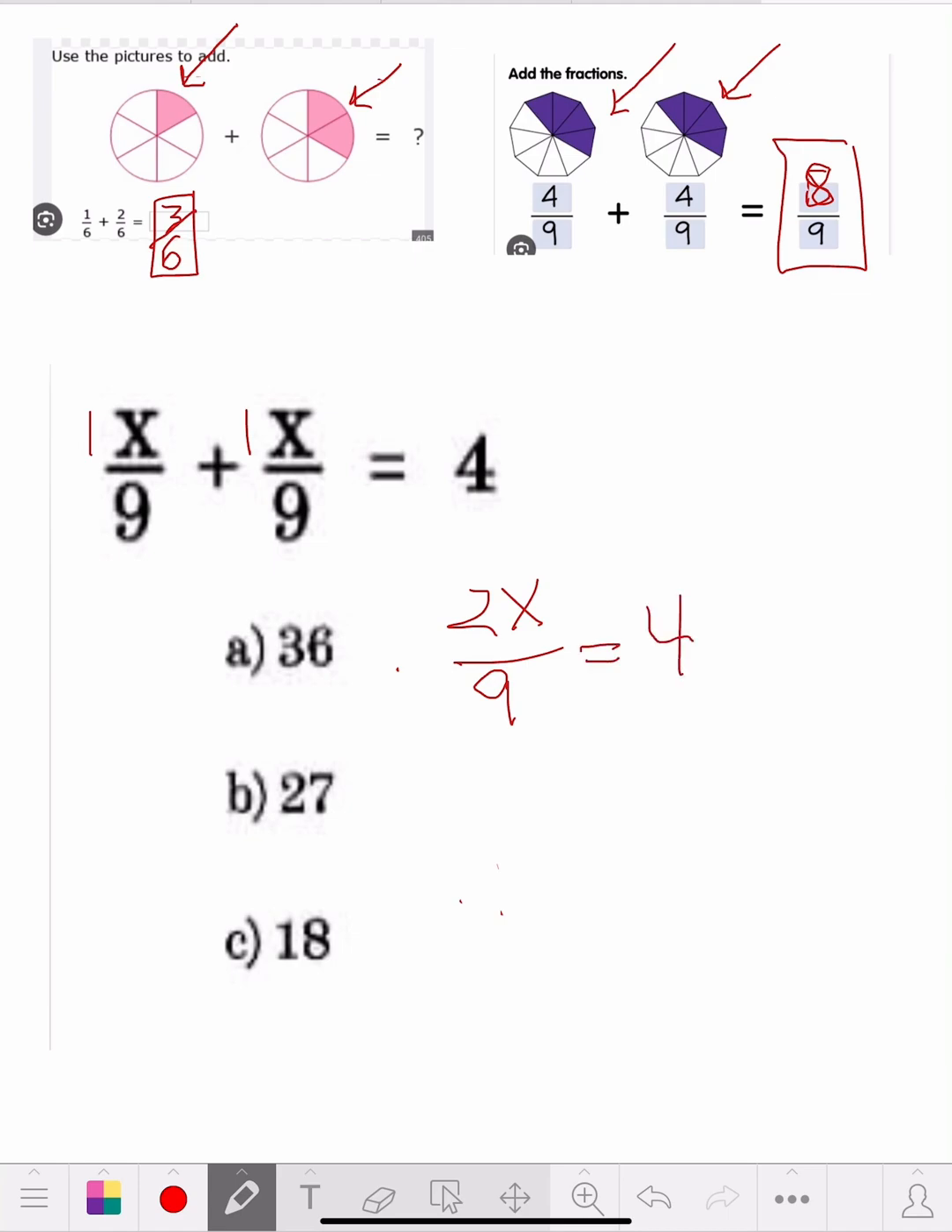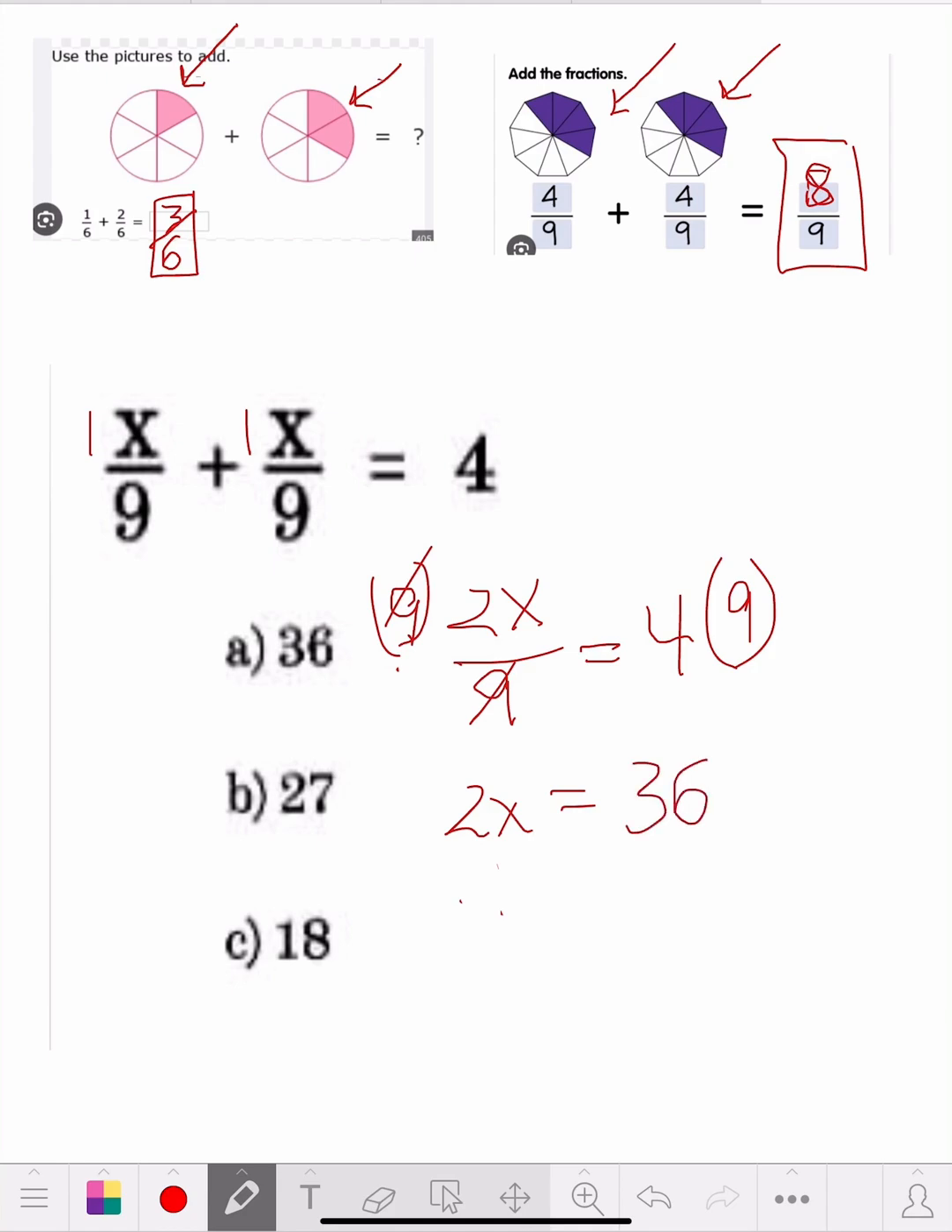Now, we got to get x by itself to solve for x, okay? How do we do that? This is 2x divided by 9, so what's the opposite of division? Multiplication. So let's multiply both sides by 9. We multiply that side by 9, we multiply this side by 9, okay? So these two cross each other out. We carry down, we got 2x equals 9 times 4, which is 36.